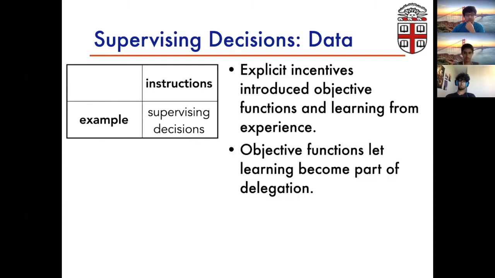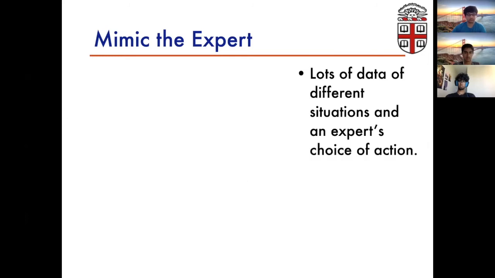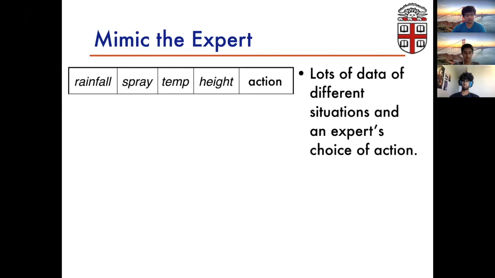So what an objective function can let you do is to let learning become part of delegation itself. And the key idea for this is data. So here's the idea. I'm going to bring it back to the tomato example. We're going to try to mimic an expert. So we collect lots of data on different situations and an expert's choice of action. And that's a very general idea, but in the tomato case, that means we're going to collect information about a moment in time. What was the rainfall?